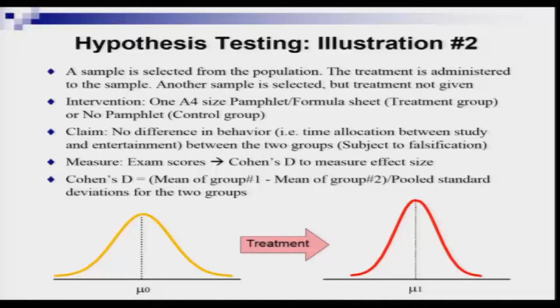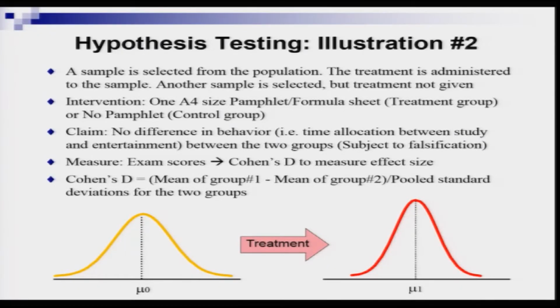This is basically a social experiment, and in that experiment the intervention is that a particular student will be given one A4 size cheat sheet or a pamphlet, where the formulas that are required to do well in the examination will be provided. Suppose the day before the exam, you choose two random samples from the same population. One sample is the treatment group, and you provide that cheat sheet or one page formula sheet to the students in that group, and in the control group you do not provide such help to the students.